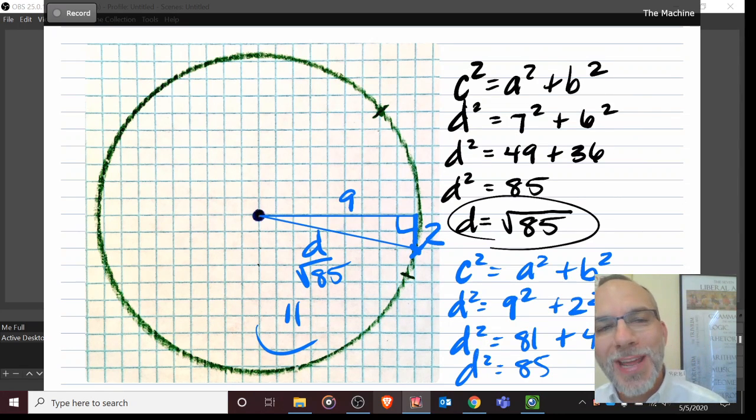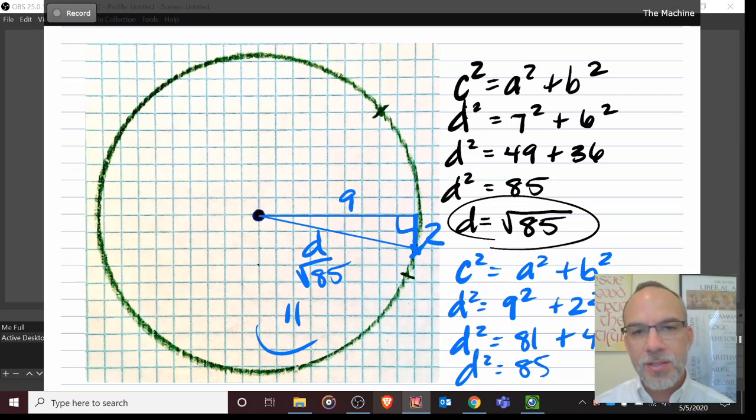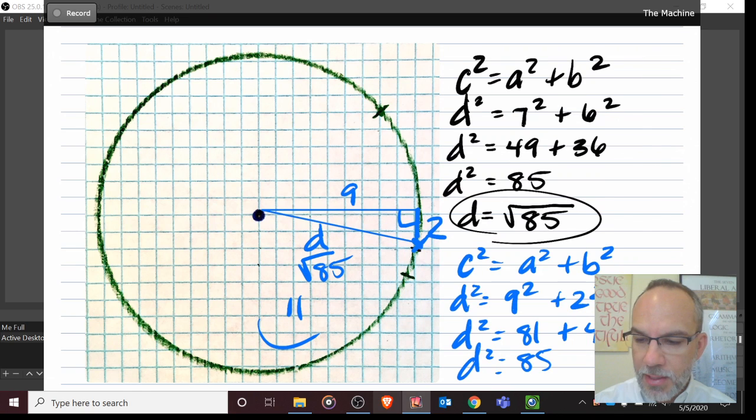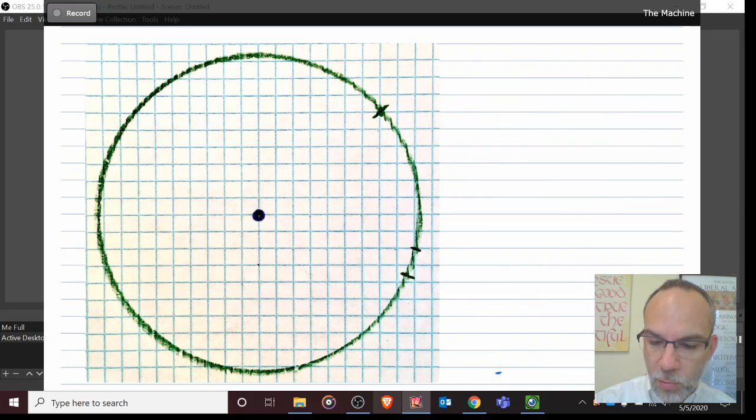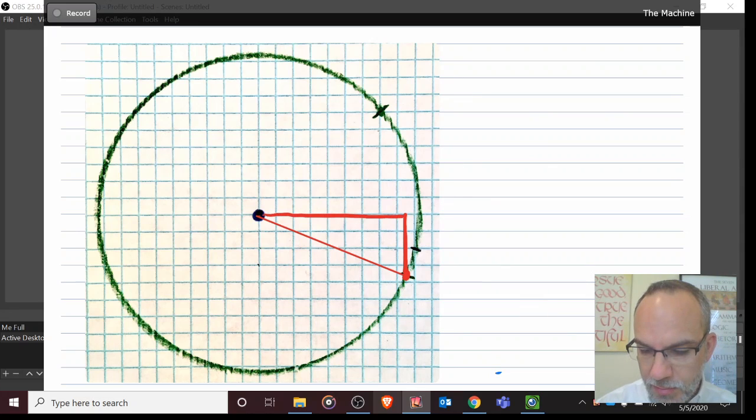And that would work then for any point on the circle. The distance is always going to be the same. And of course we know that that distance has a special name. It's called a radius. It works for any point on the graph. Let me get rid of some of the clutter here. And it'll work for this point right here in red. But I want you to notice that that does not give integer values for the length and the width. That point's going to be some fractional thing. But the distance is still going to be the square root of 85.